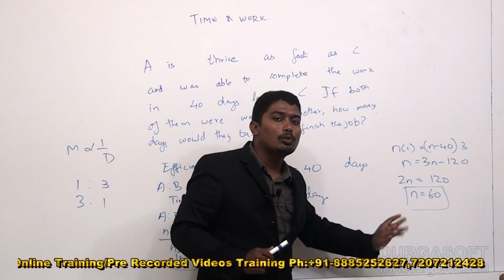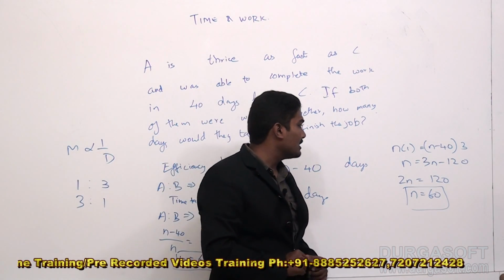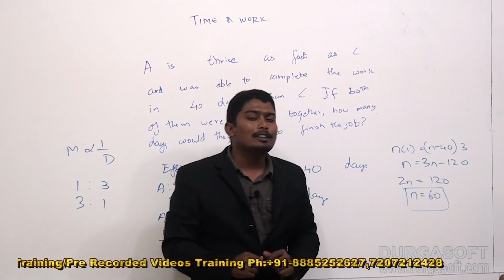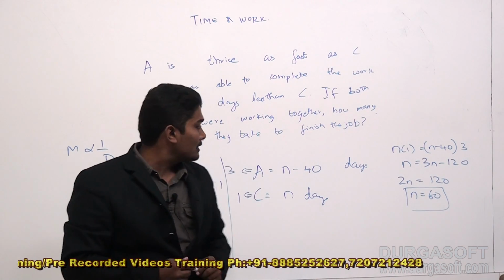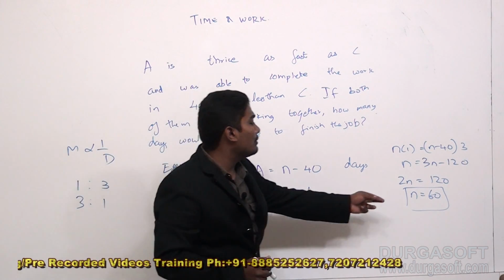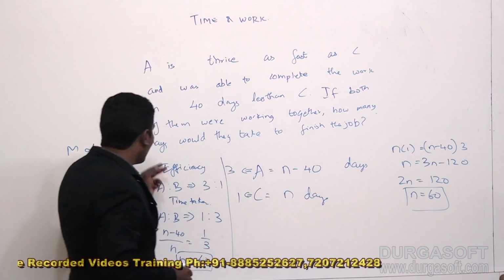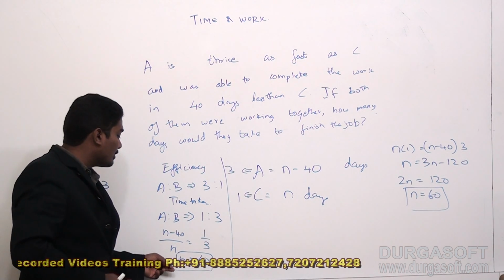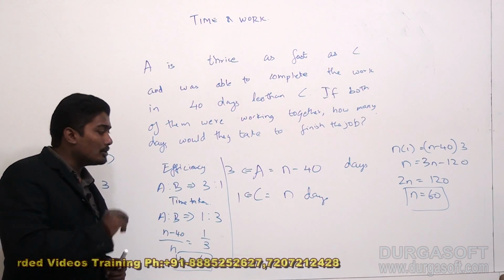So I will recommend you to go in this method. The reason is because if you follow one single method, your speed in that method will increase. Here, using the chocolate method, I found the n value as 60. Using this inverse proportionality method also, I found that the n value is 60.